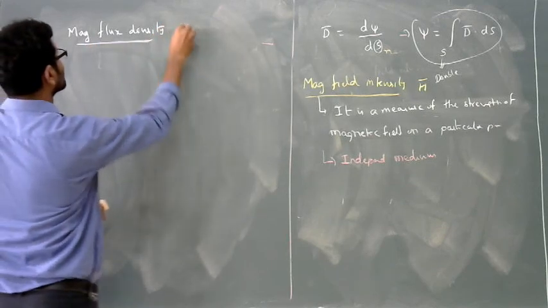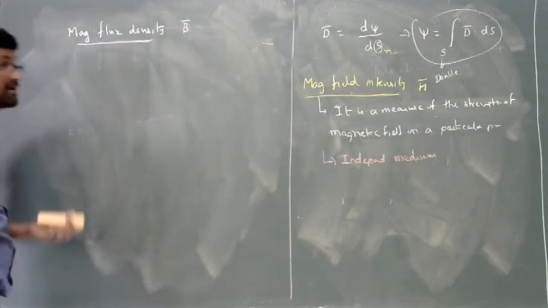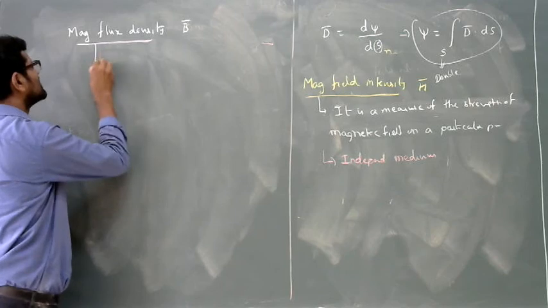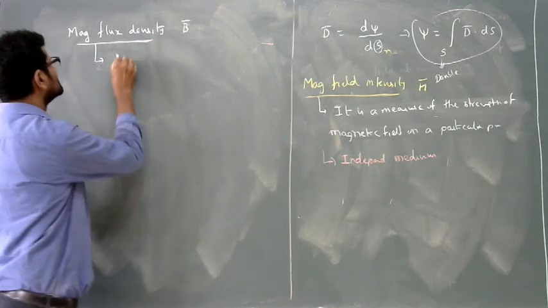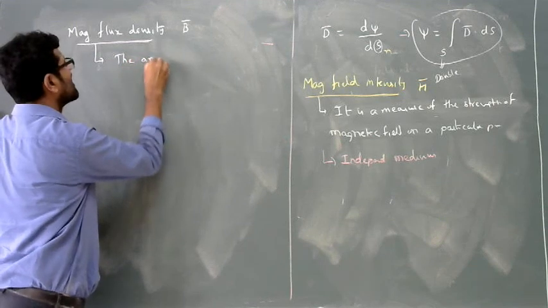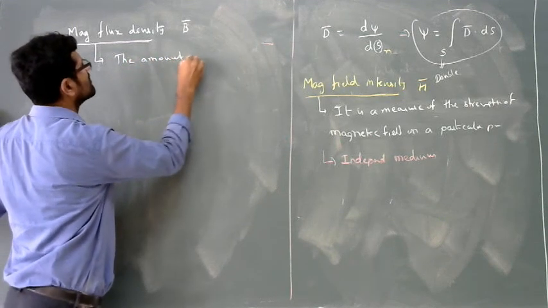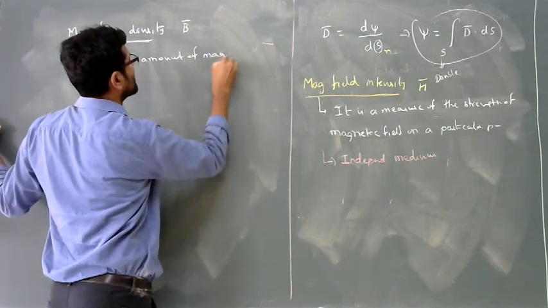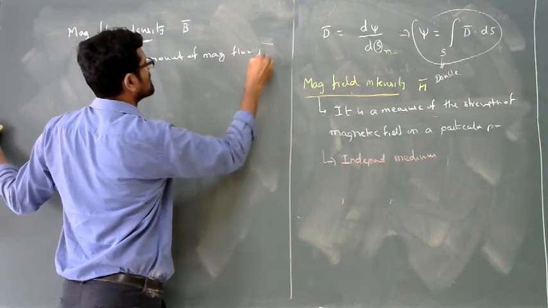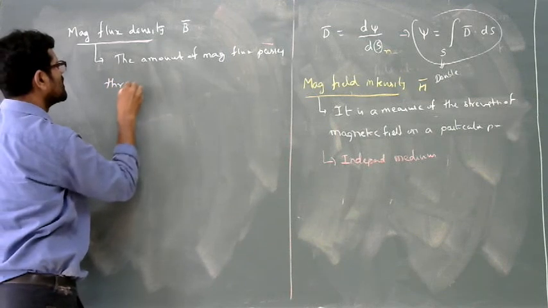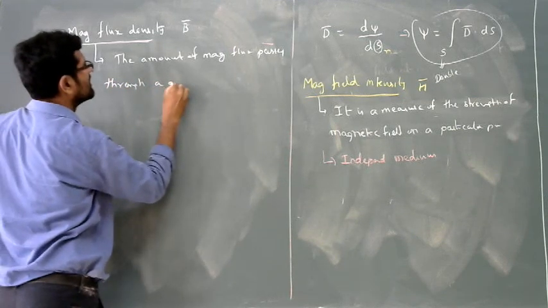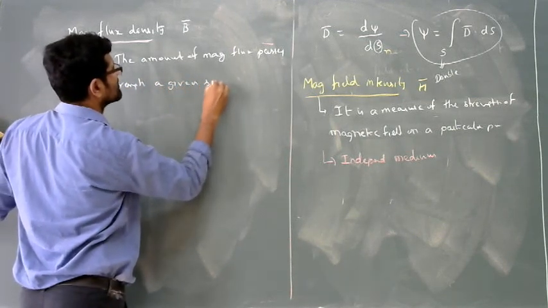Denoted by letter B bar. It is nothing but the amount of magnetic flux passes through a given surface area.